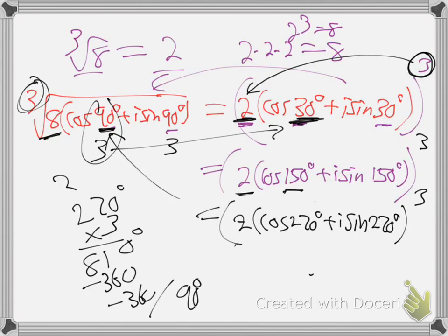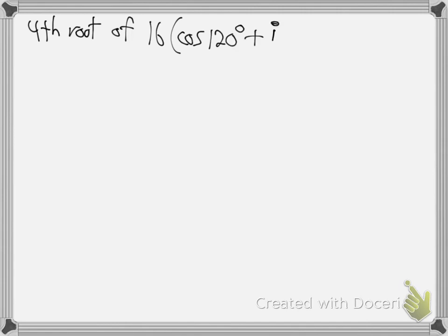How did I find the... how do we do it? Let me write that example and talk you through it one more time. So how do you find, for example, the fourth root of, and I just made up a complex number, so this is just a complex number example. Okay, so there it is. The fourth root of 16 cos 120 plus i sin 120.